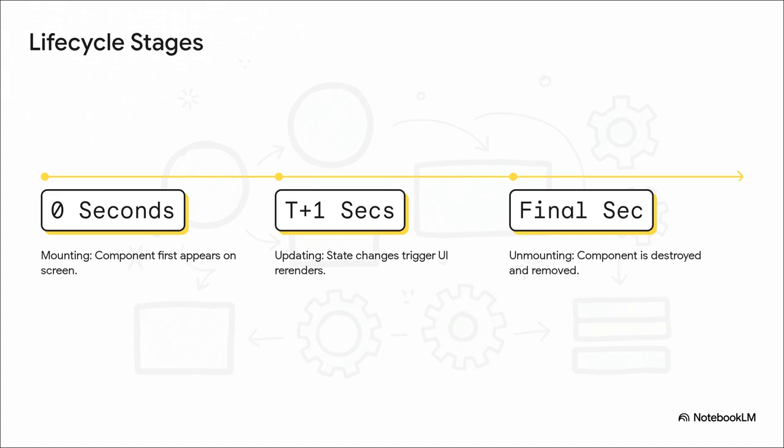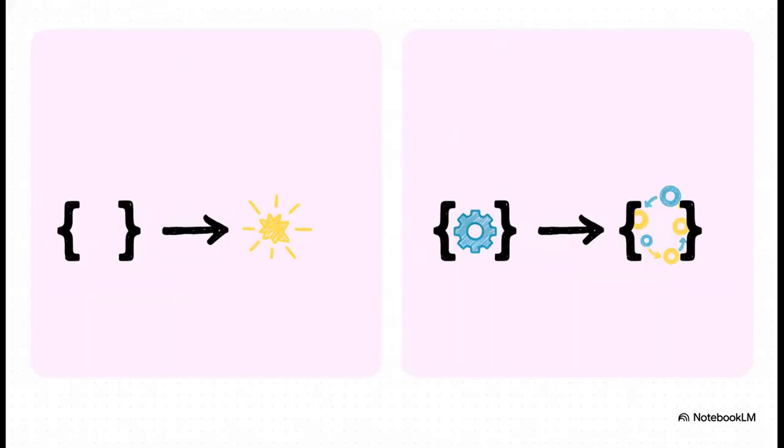React gives us a powerful hook called useEffect, which basically lets you hijack this timeline. It lets you run specific side effect code, like fetching data from a server or starting a timer, at these exact lifecycle moments. The secret to controlling this timeline is the useEffect dependency array.